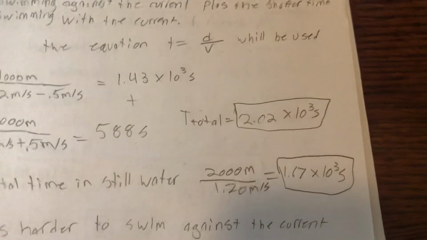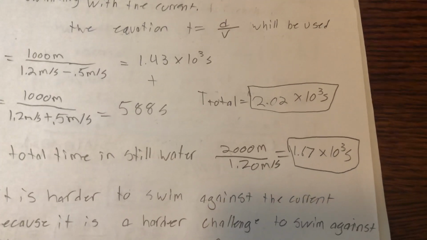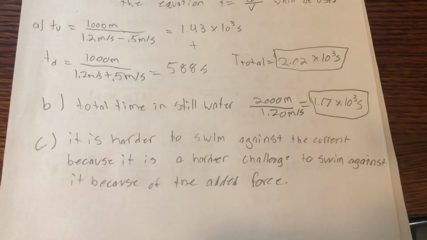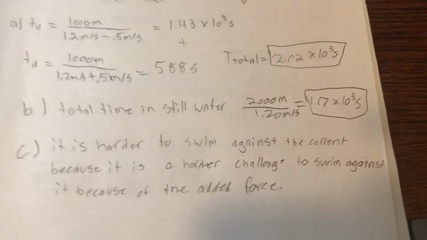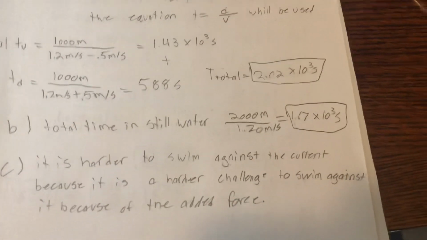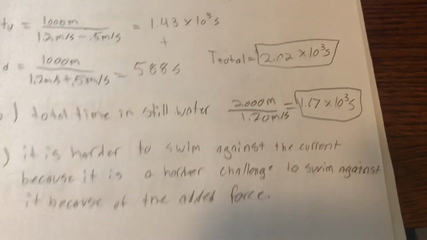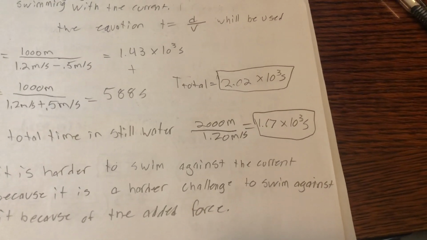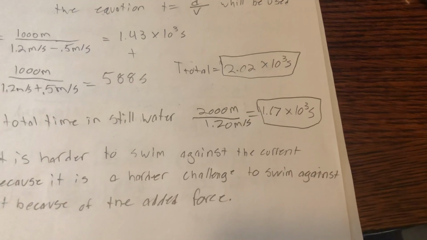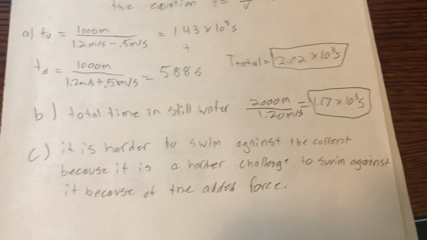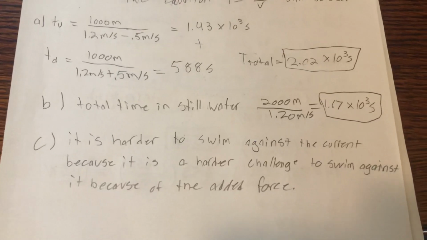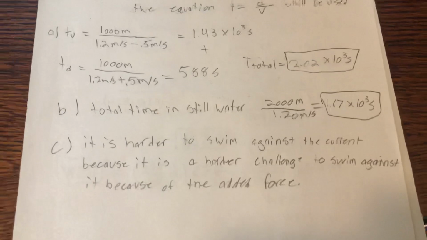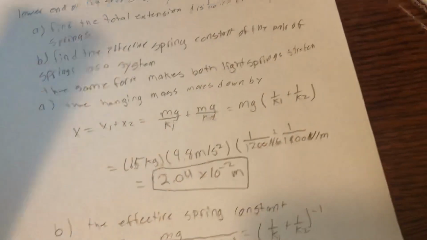So time total would be 2.02 times 10 to the third seconds. B, the total time in still water, I used 2,000 meters for both distances, down and back, over the speed, which is 1.2 meters per second. And that gave me 1.67 times 10 to the third seconds. And for C, I said it is harder to swim against the current because it is a harder challenge to swim against it due to the added force going against you.